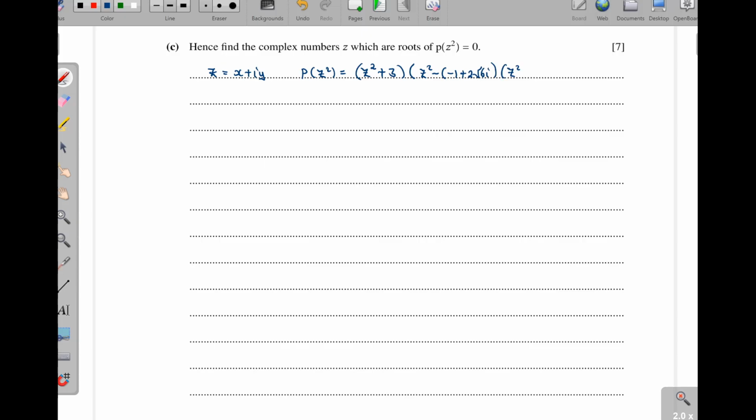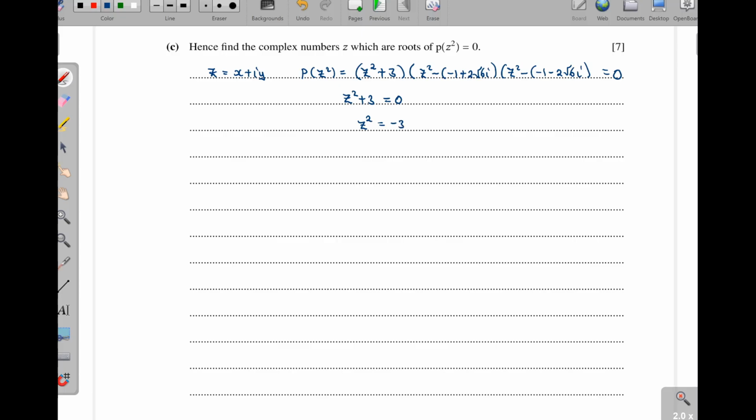Then the next one is going to be minus, the conjugate of this one, which will be negative 1 minus 2 root of 6 i. Then we can say this is equal to 0. So this will be the factorization. Then of course I will get this one here and equate it to 0, not so? So z squared plus 3 shall be equal to 0, meaning z squared is equal to negative 3.